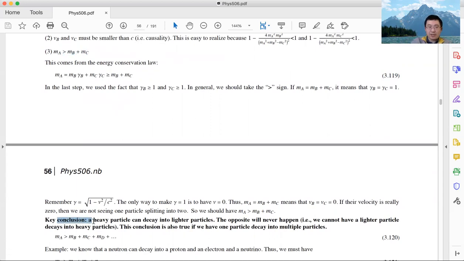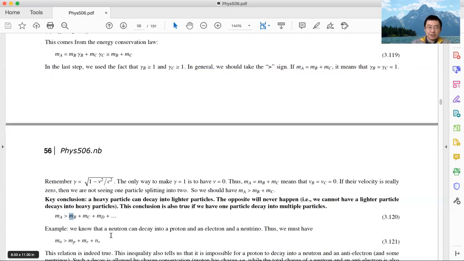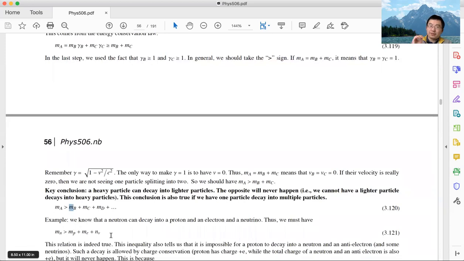This conclusion can be generalized to any number of particle decay. So 3 particle decay, 3 body decay, 4 particle decay, n body decay. It must always satisfy this relation. So if we start from one particle, say particle A, and it decays into a bunch of particles, say B, C, D, E, F, then the rest mass of particle A must be larger than the rest mass of all other particles it decays into added together. So this is very important. It's a very important constraint. And this constraint also has direct implications in experiments in particle physics.